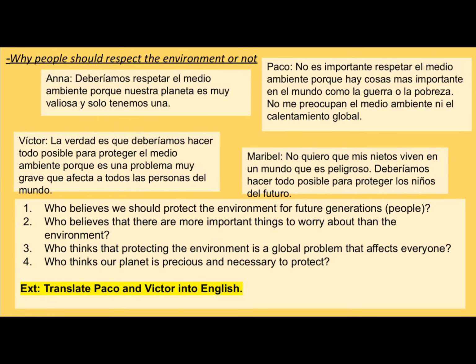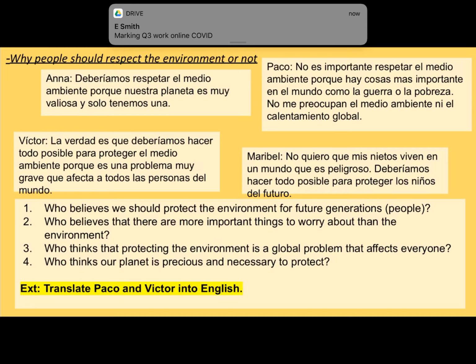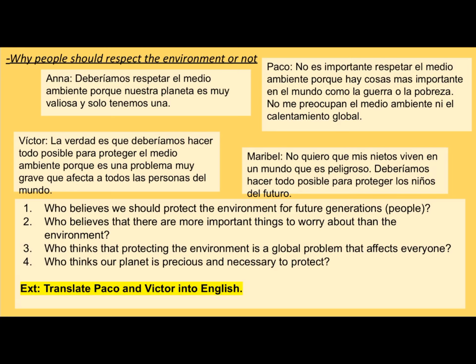So you'll definitely have to pause the video for this bit. What you're going to do is a little reading activity, why people should respect the environment or not. So you've got the 4 questions, you've got the text of Anna, Paco, Victor y Maribel. All you need to do is do 1 to 4 and write the name of who you think. So you need to pause the video now before I go through the answers and have a go. You can also have a go at the extension, so translate Paco and Victor into English. Okay, so pause the video now and have a go at that.